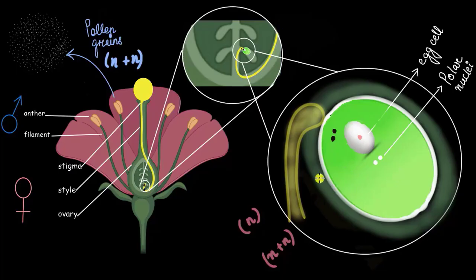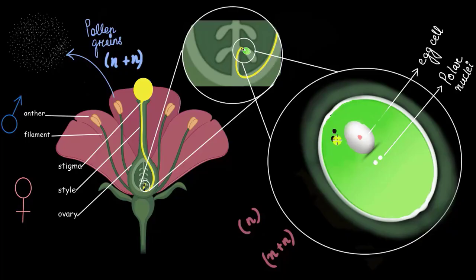Alright, moving ahead, let's talk about this pollen tube now. After the release of the male gametes, this pollen tube has no role to play and therefore it also disintegrates and disappears. Now all we are left with are these polar nuclei, this egg cell here and these two male gametes. Now this is the most important part of the entire story.